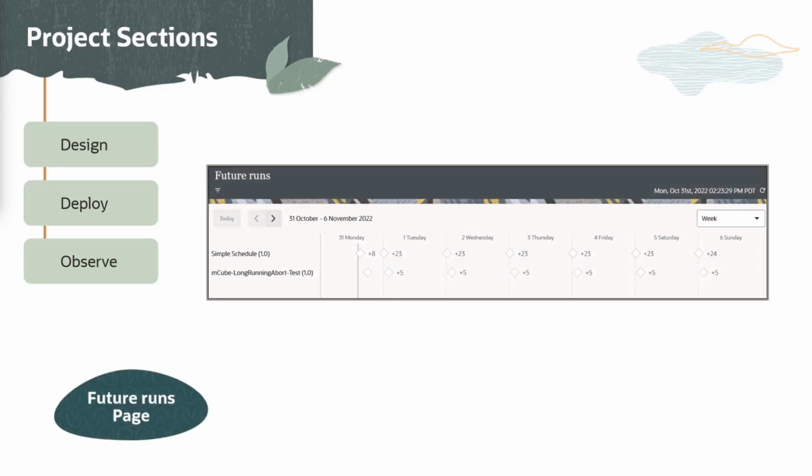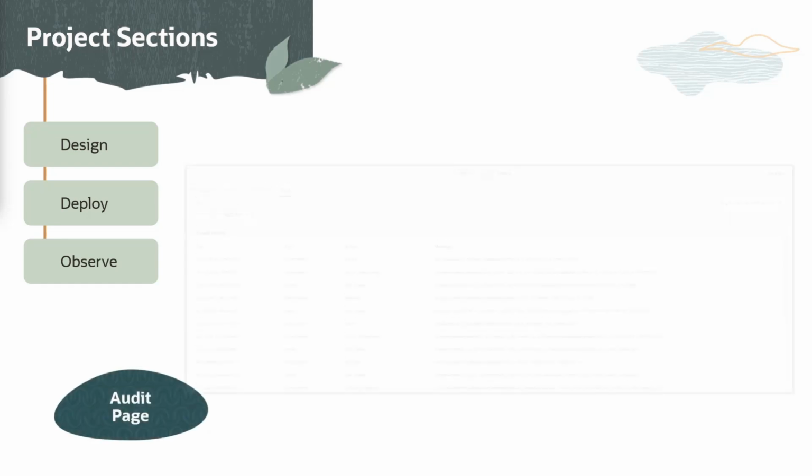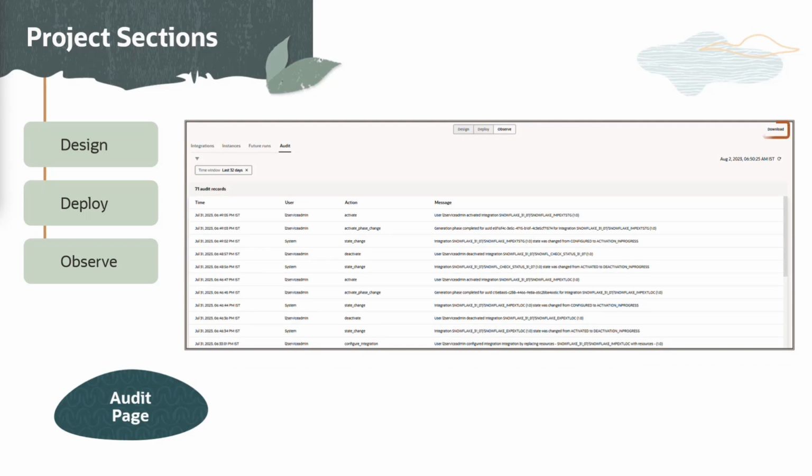On the Future Runs page, you can view a calendar of all runs scheduled to trigger in the future across all schedule pattern integrations within the project whose schedules have started. And finally, on the Audit page, you can view and even download the log of design time actions that have been performed by various users in your project.